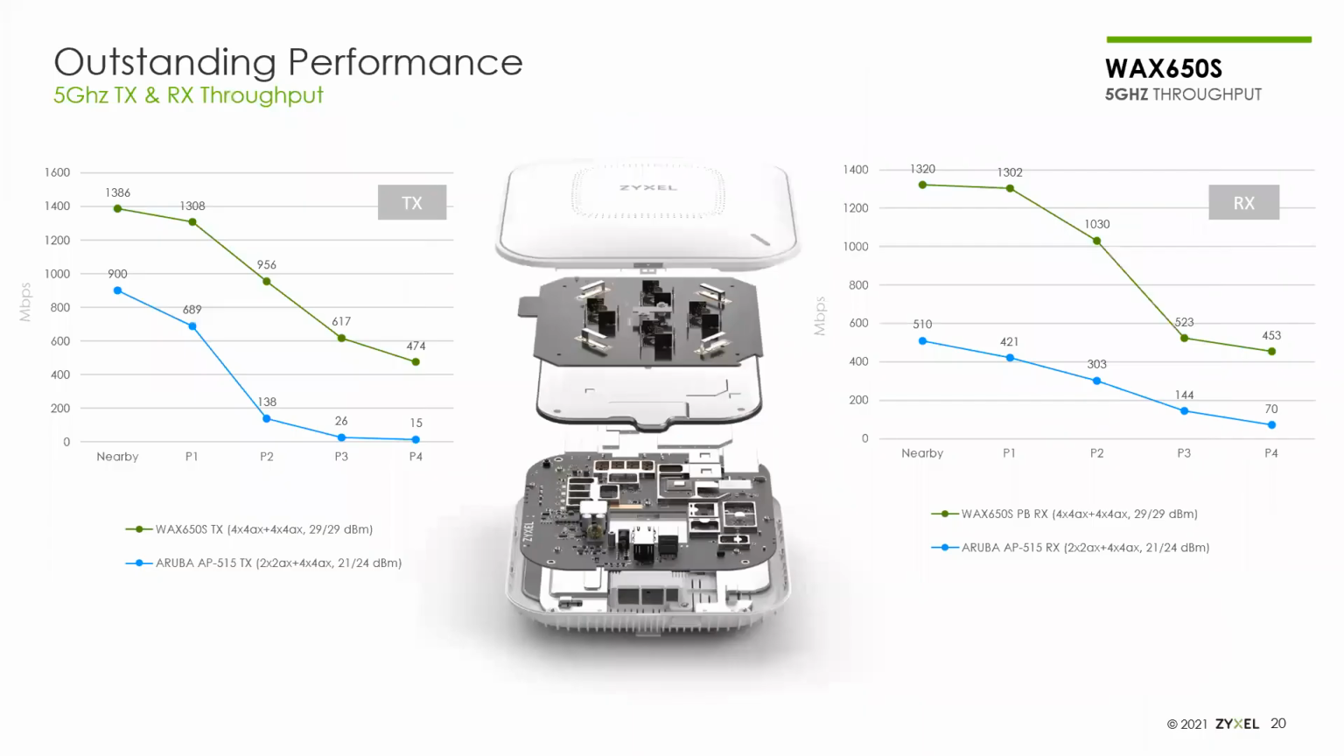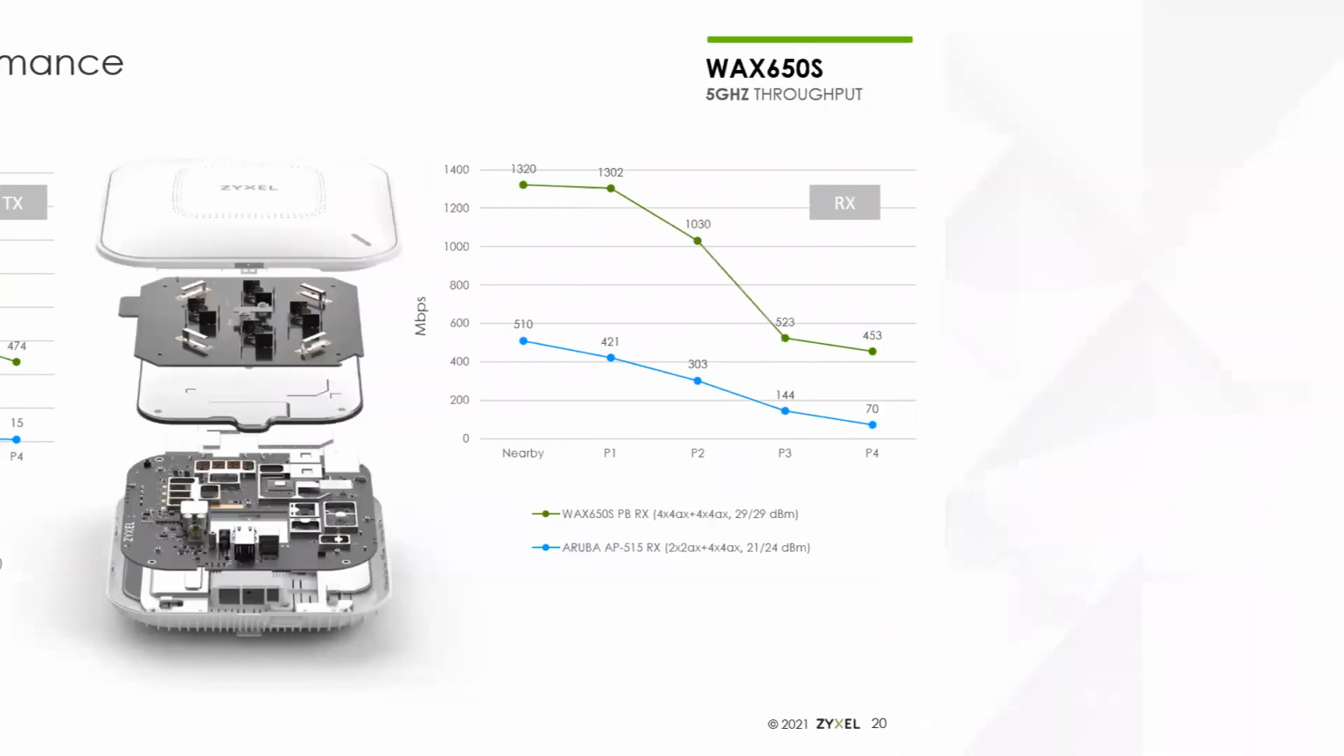So this is just showing here a test we did. We took our WAC 650S, we took the equivalent Aruba product. Both are 4x4 Wi-Fi 6 access points. Ours has smart antenna, Aruba doesn't. And you can see here our throughput's in green, theirs is in blue. It makes a big difference out there in the real world as far as performance goes.